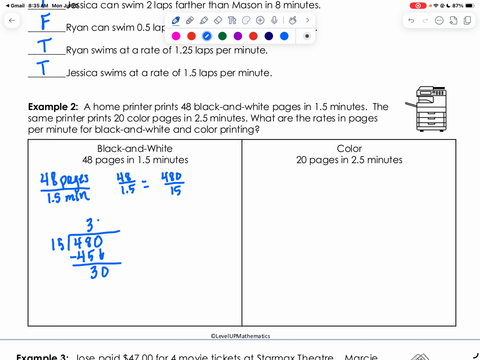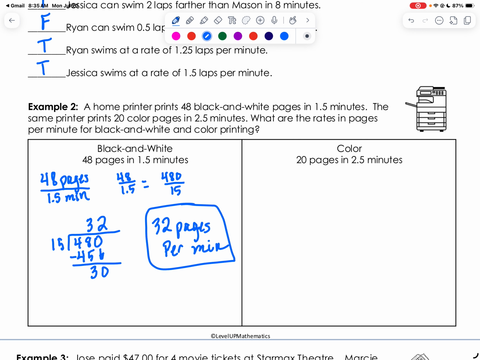15 goes into 30 2 times. So our unit rate here would be 32 pages per minute. That's our unit rate.